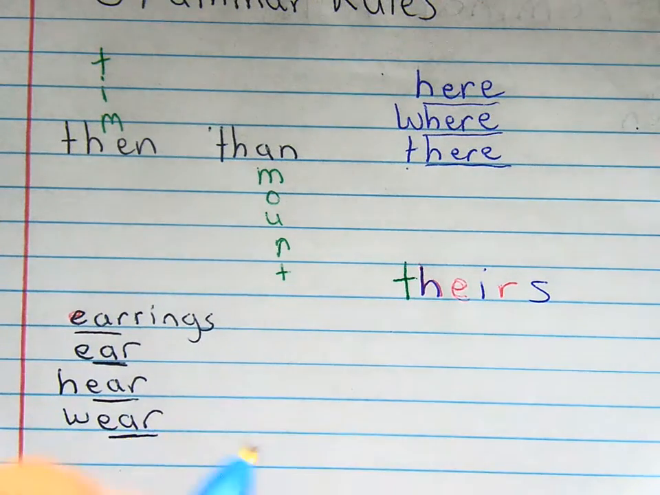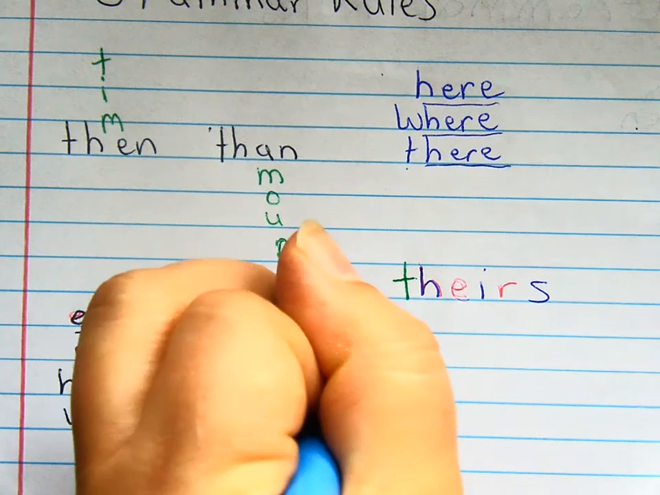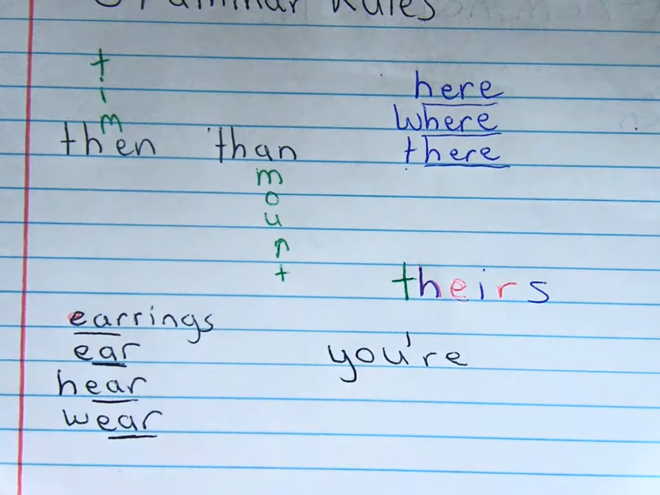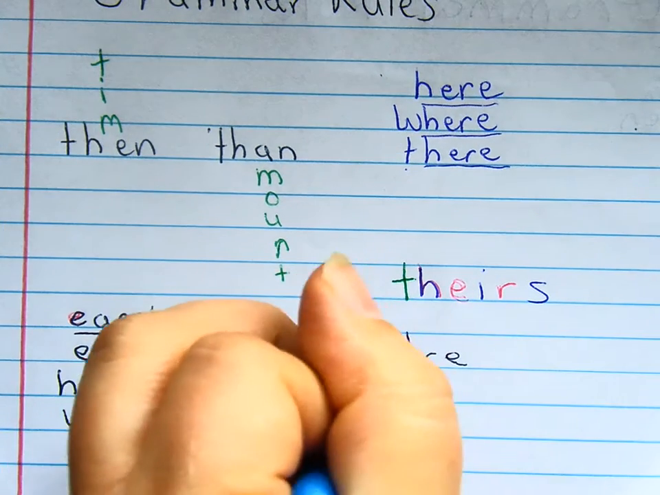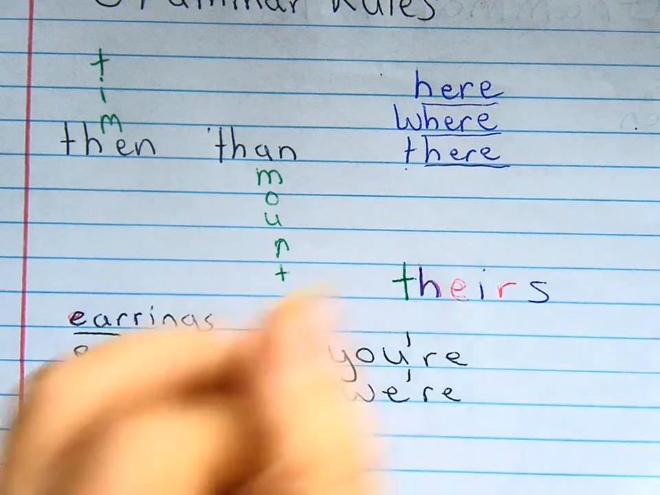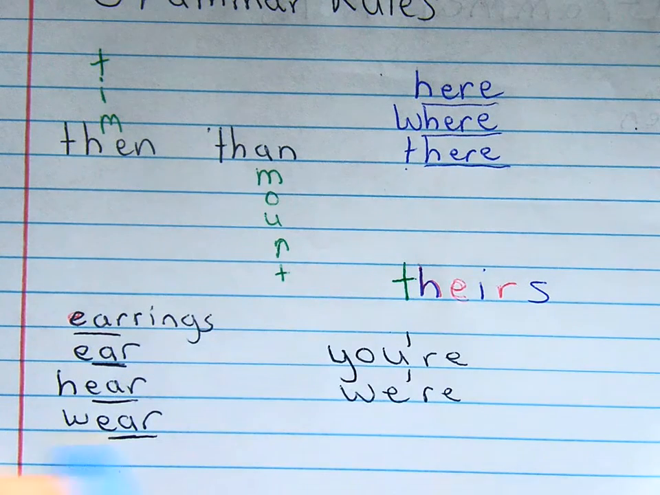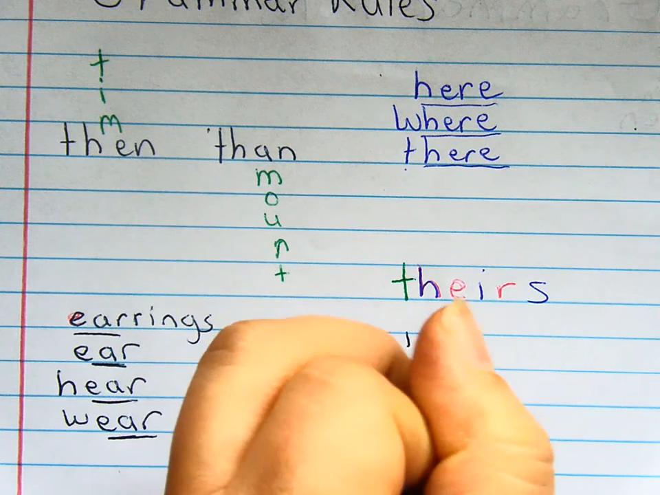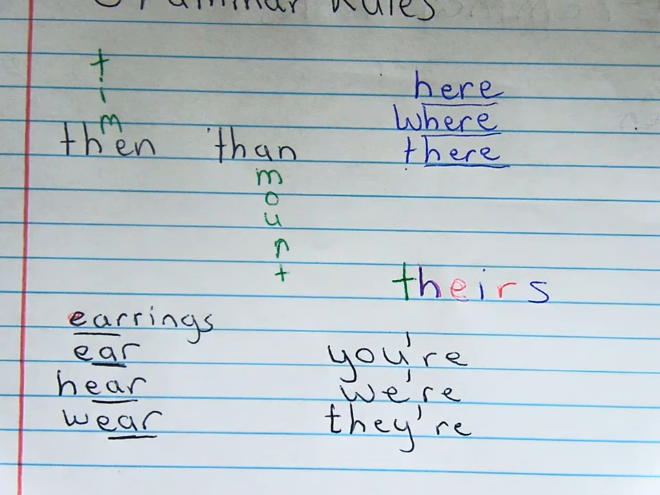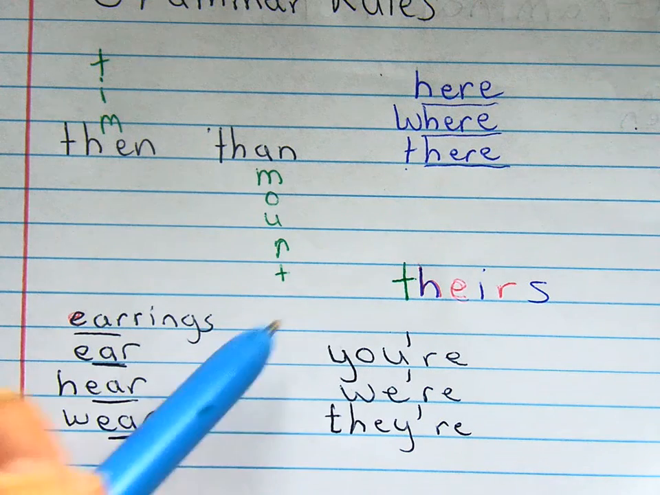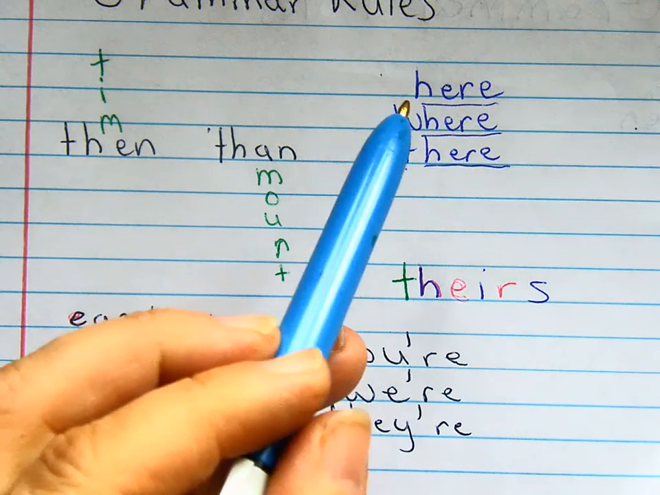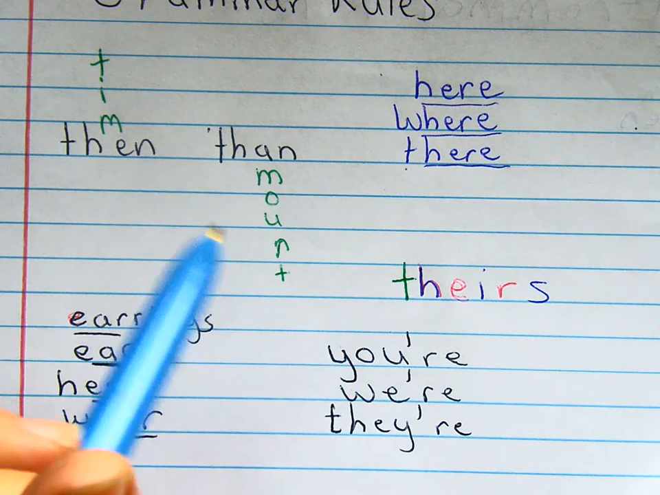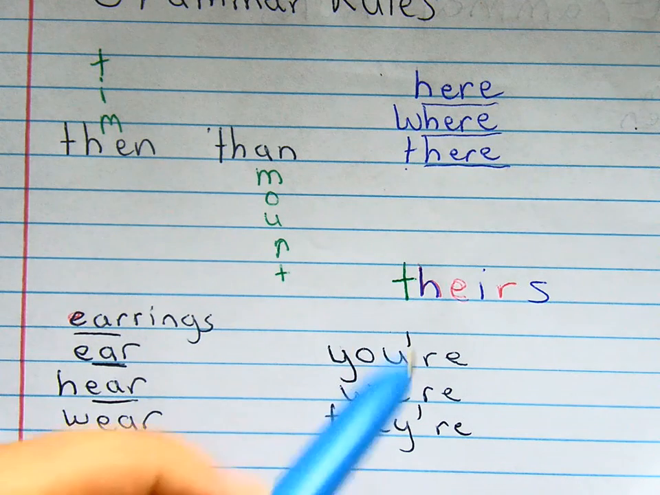Then you have your traditional group. You have your, you are, were, we are, and there, they are. That's how they should be grouped, based on what type of grouping it is.